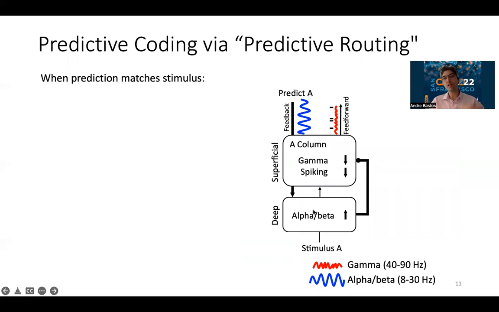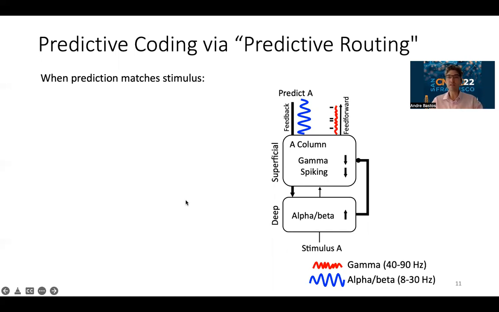So these observations led us to propose that predictive coding may be implemented via predictive routing. When a prediction matches a stimulus, meaning that you have a top-down prediction, you're predicting that you're going to see sample stimulus A, and you're shown sample stimulus A, then what happens at the level of cortical processing in the visual cortex, for example, where we recorded?